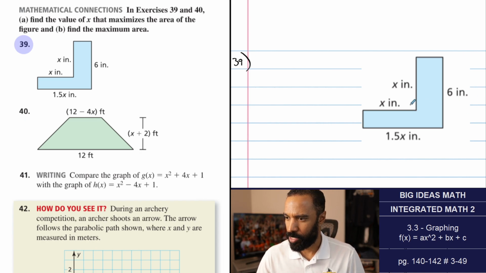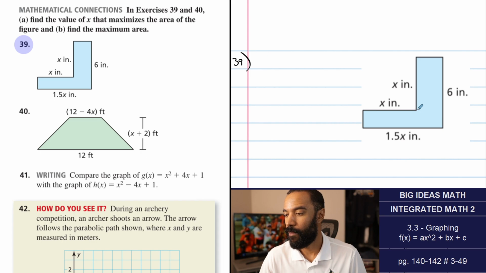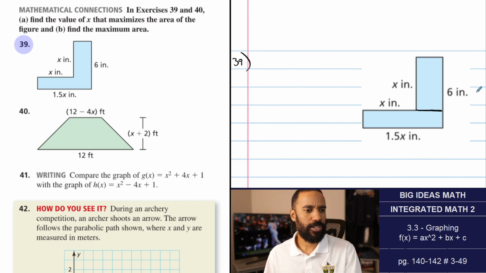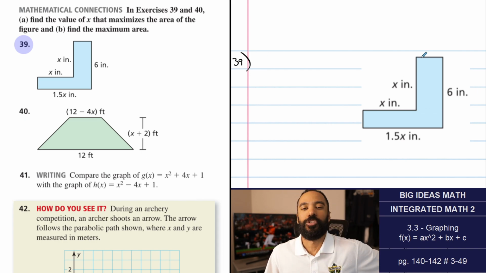Which way do I want to go about this? x, 1.5x, 6. There's overlap. I could subtract. It's 1.5x. Oh. I'll do this. Okay. What I'm trying to do... Oh, you know what I could do? I'm sorry. Never mind. I'm going to do something else. There's more than one way to do this.